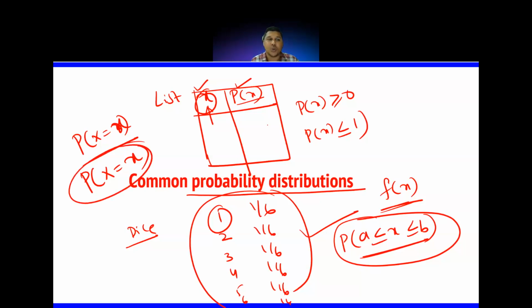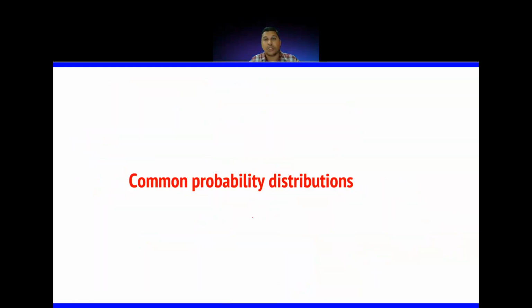I can use it like this, or I can say it in this way. Maybe I can say p of x is 0.3. I can give it directly a value, right? So that is about discrete and continuous probability distributions.